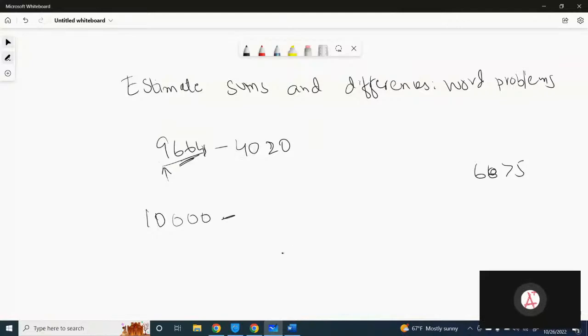And here you have 4,020. The digit that is right after the 1,000 is 0. 0 is less than 5. That means you have to round on the same 1,000. So it would be 4,000. Got it? So 10,000 minus 4,000 is 6,000. So that means the estimated answer is 6,000. Got it?